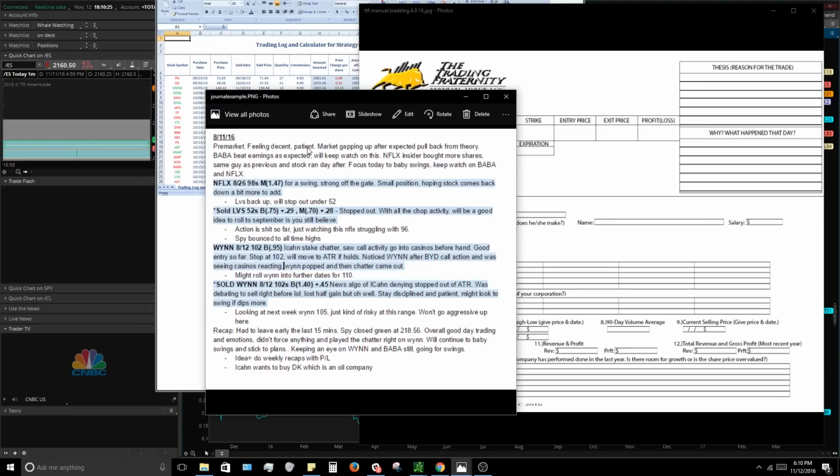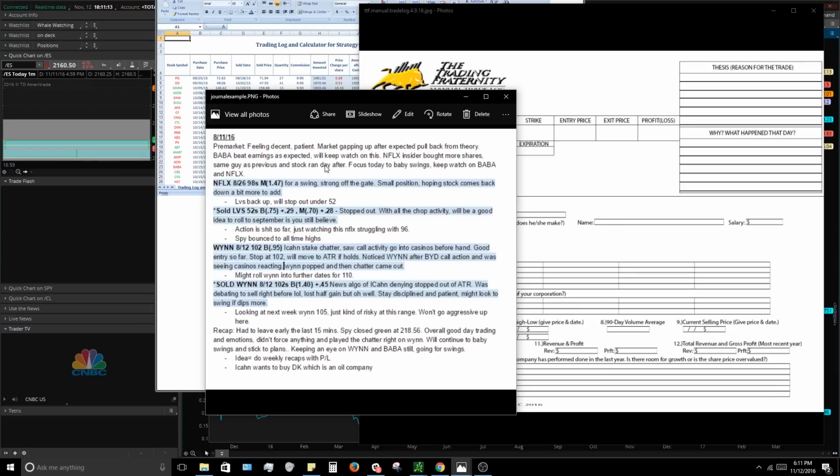But anyways, getting back to the actual journal here, I noted that the market gapped up after an expected pullback from theory. I do write down market theories. I also like to write down what's going on news-wise. As you can see here, BABA beat earnings as expected. We'll keep an eye on this. Netflix insider bought more shares, same guy as previous, and the stock ran beforehand. I think it was a week or two beforehand, the Netflix guy bought insider shares, and the stock ran like crazy the next day. So I was looking at that for that day, and it's kind of funny how, like I said, when it comes to your journal, you'll remember things once you write it down.